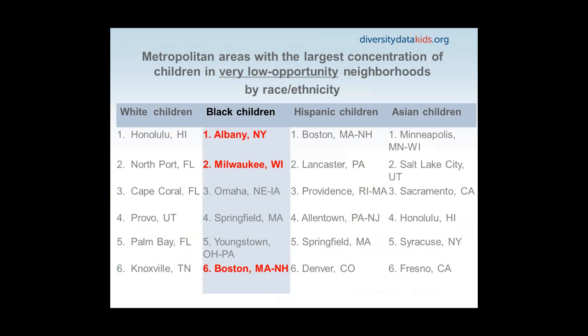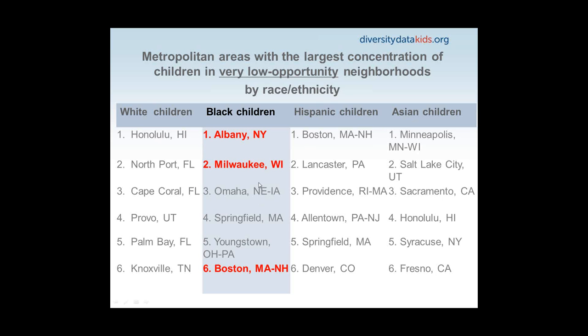While Milwaukee is an area with very stark inequities, we see inequities across all metro areas. In our paper, we rank the 100 largest metropolitan areas according to the proportion of children that live in very low opportunity neighborhoods. We did this separately for each racial and ethnic group. This table shows the six metro areas with the largest concentration of children of different racial and ethnic groups in the very low opportunity neighborhoods within the specified metro area.